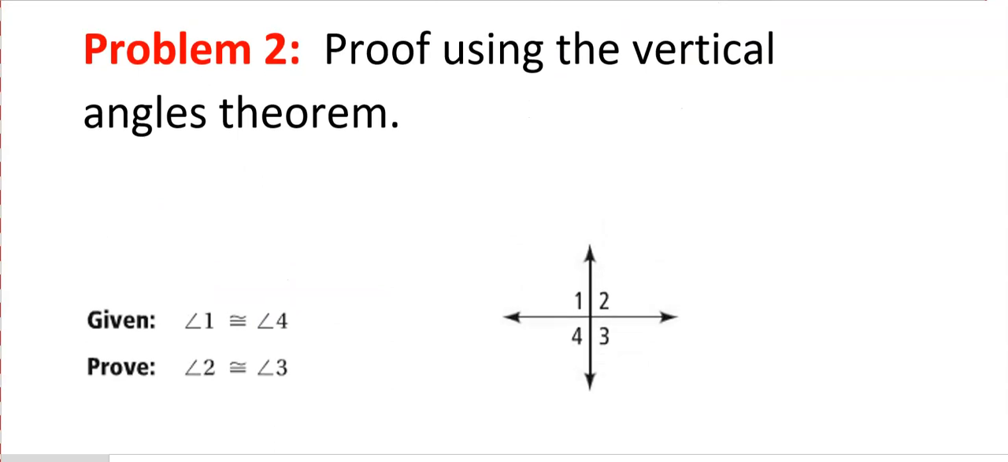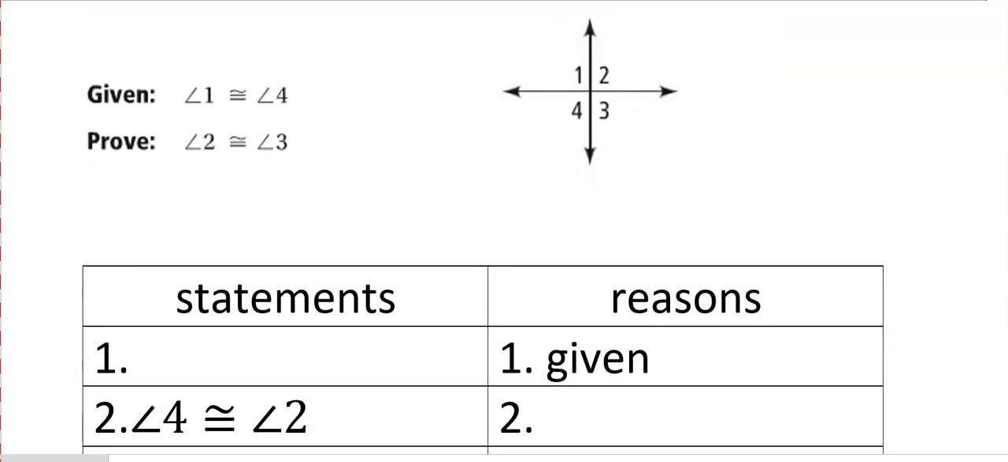This is the proof using the vertical angles theorem. So let's do this one as well. I would probably copy this one down as well. Okay, so the very first step is to write the given in. Angle 1 congruent to angle 4.